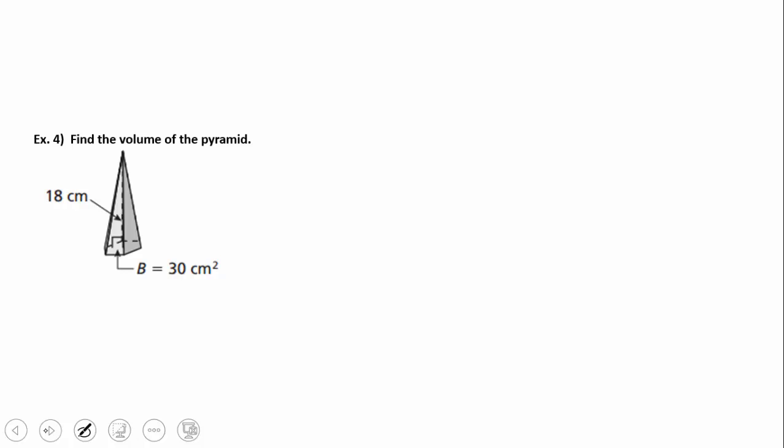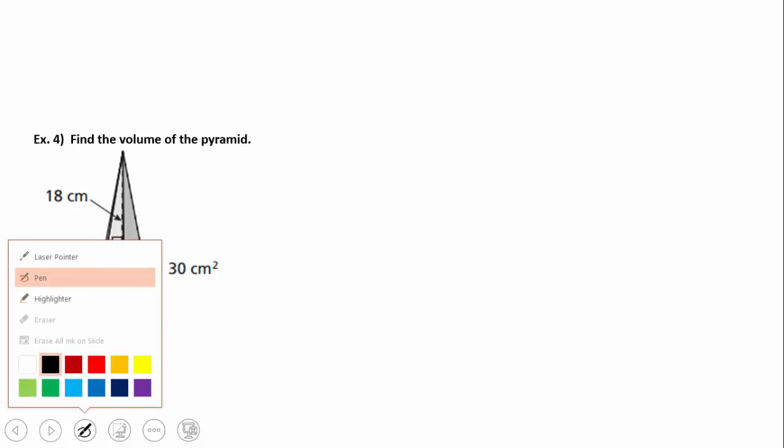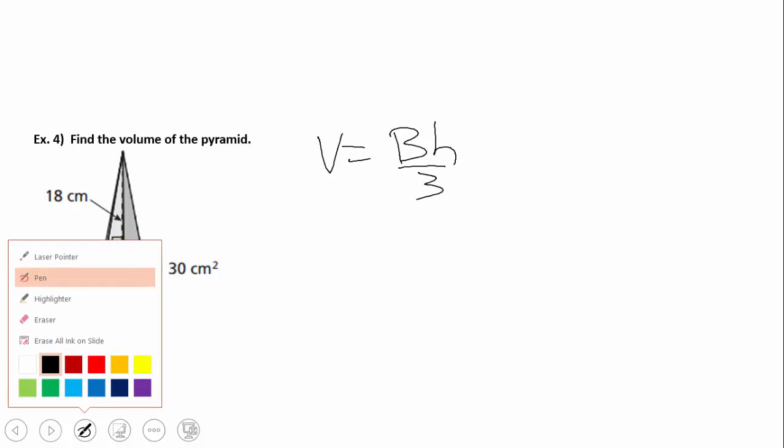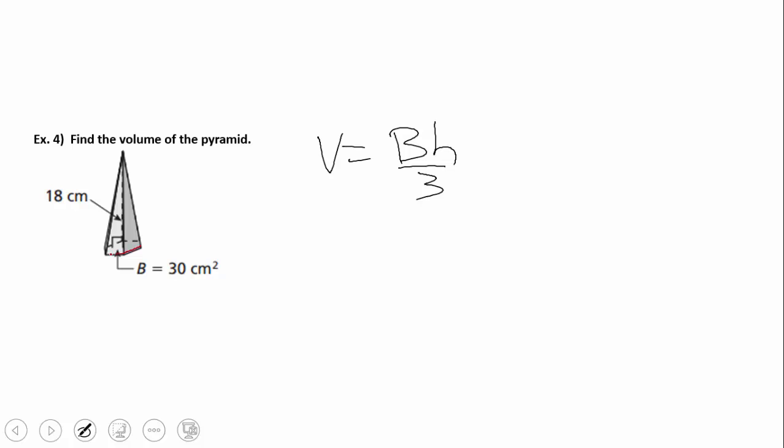Our last example before our first quick write tonight, find the volume of the pyramid. Always knowing that volume of a pyramid is equal to area of the base times the height divided by 3. And now when I take a look at this pyramid, I see we have an odd shaped base. Looks like it's a 6-sided base. But it really doesn't matter because they're telling us that the area of the base is 30. So we're going to go 30.